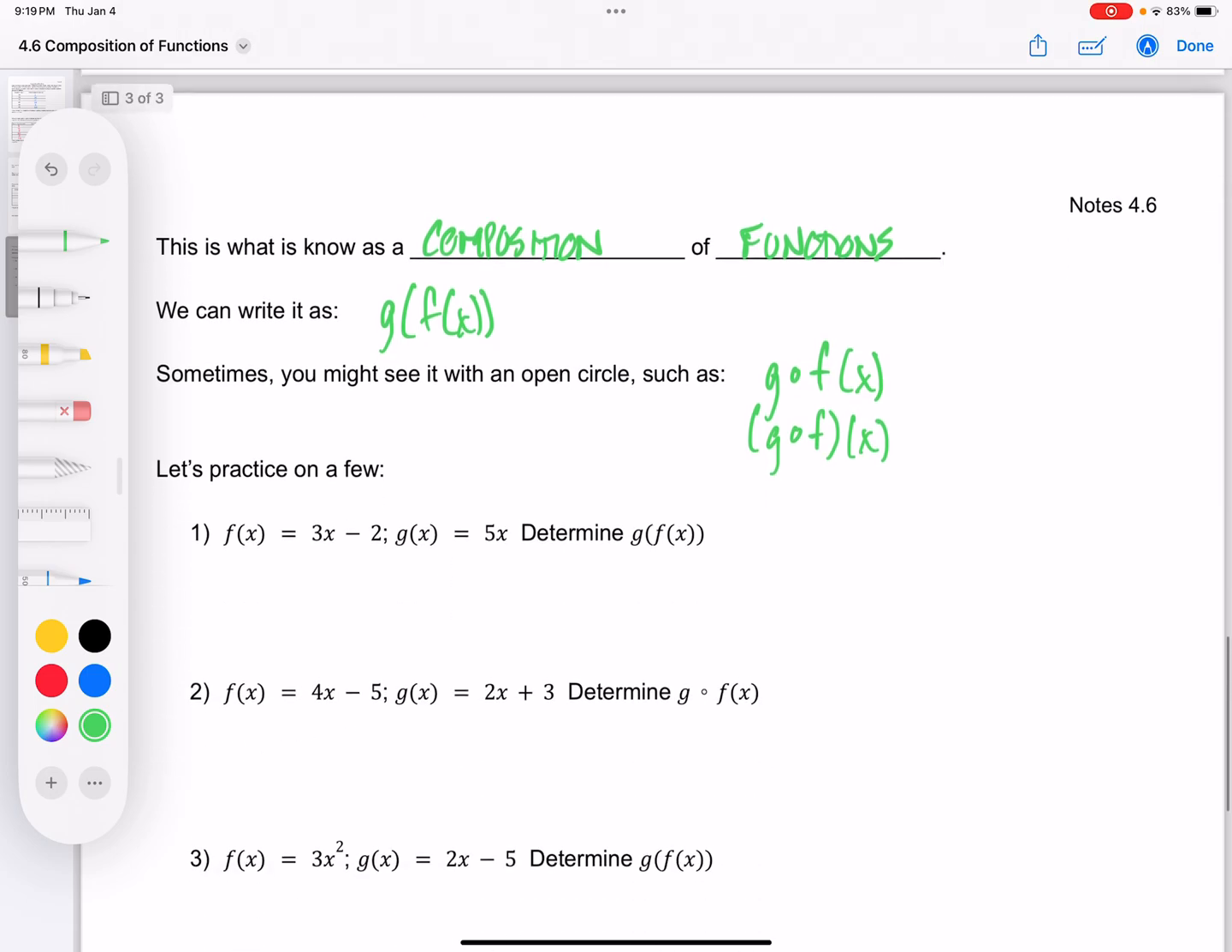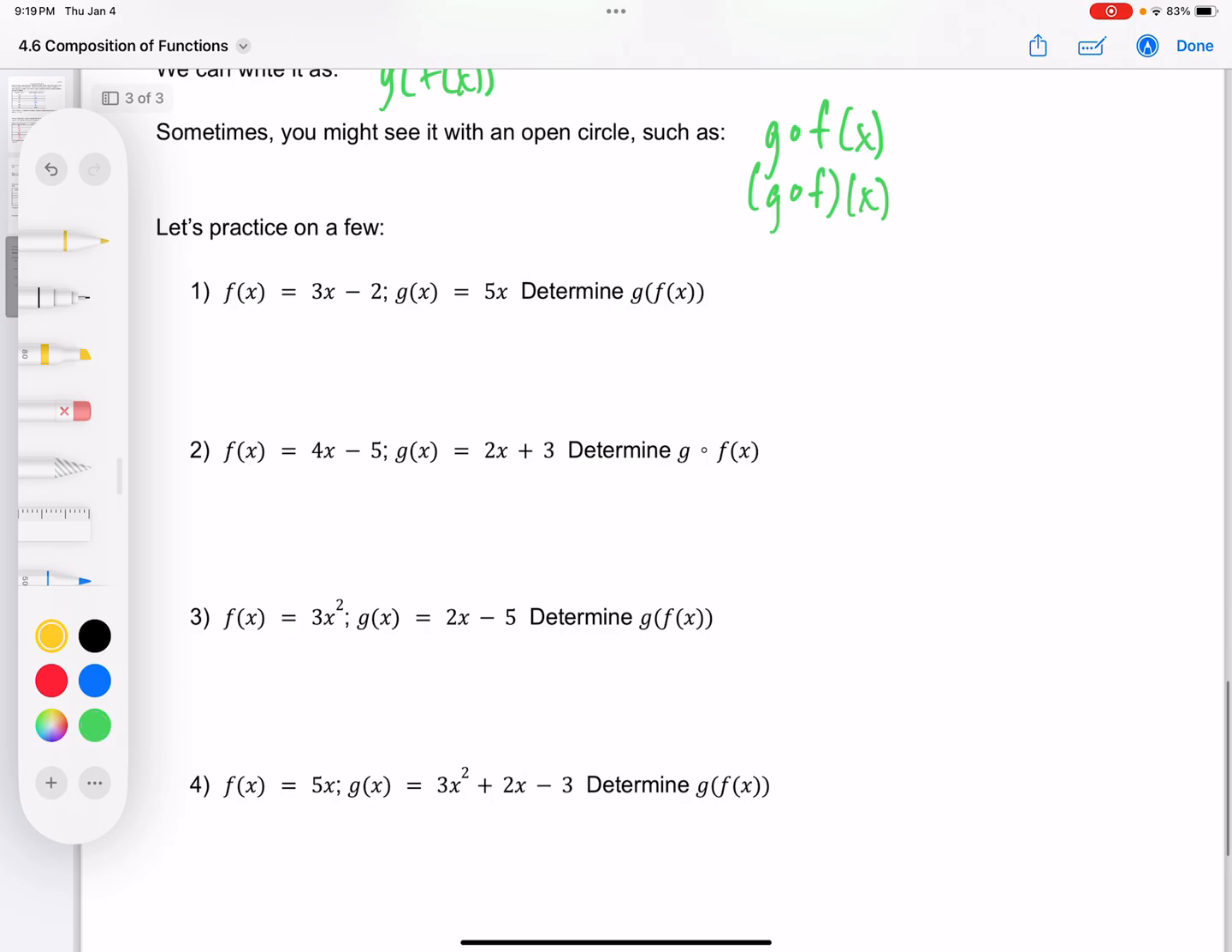All right, so let's practice on a few just mathematical examples. So here we have g of x and we have f of x. What is g of f of x? Well, let's see. If g of x is 5x, well, g of f of x is 5 times f of x, which is 5 times, and the rule for f of x is 3x minus 2. So g of f of x is 15x minus 10.